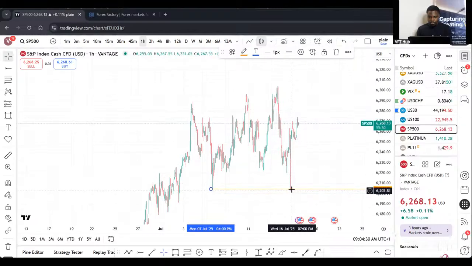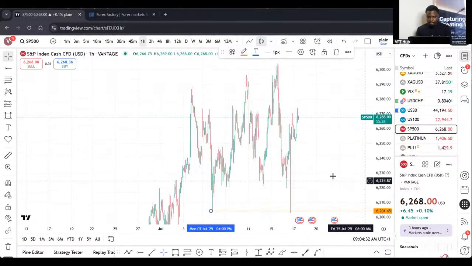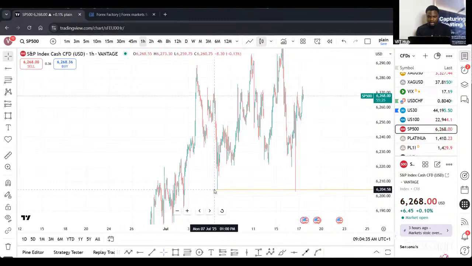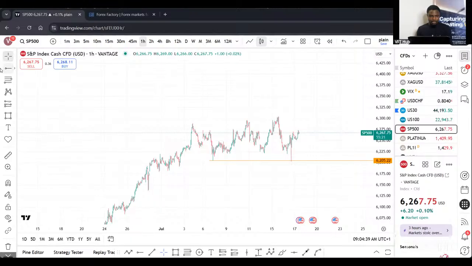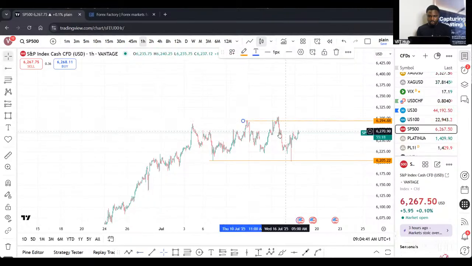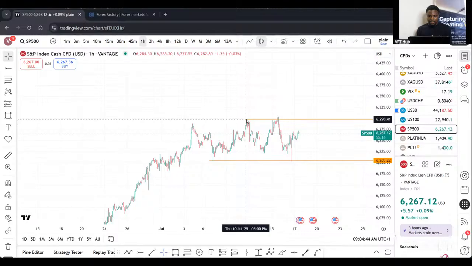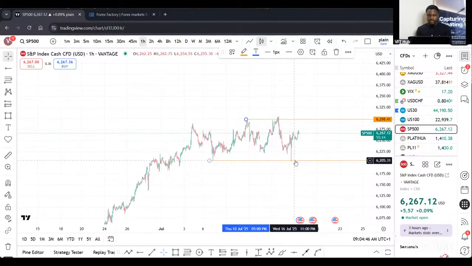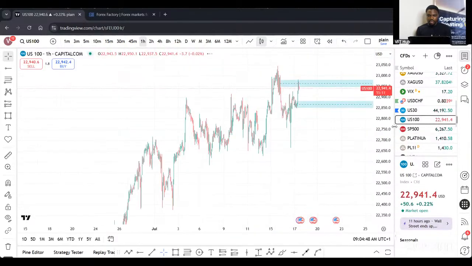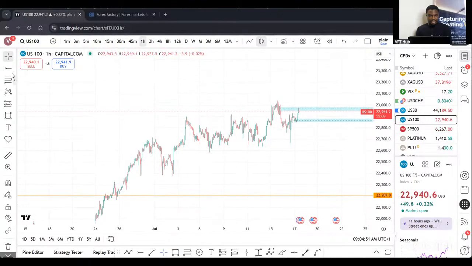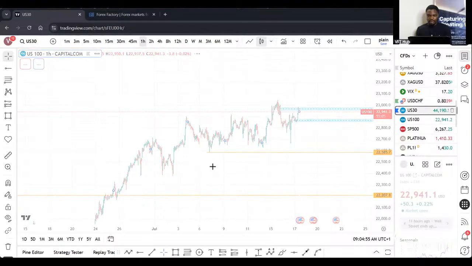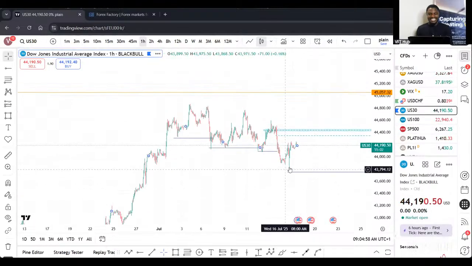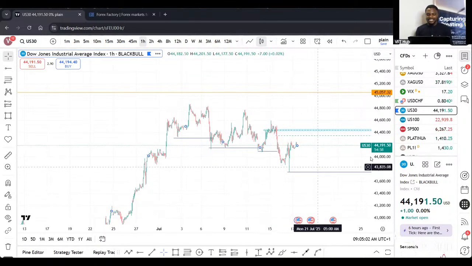Kind of in a way broke, took out liquidity here, right? Took out this former liquidity, and then we have this also, took out liquidity here, took out liquidity below. On US 100, we still have this protected. On US 30, we have a proper break of structure to the downside.